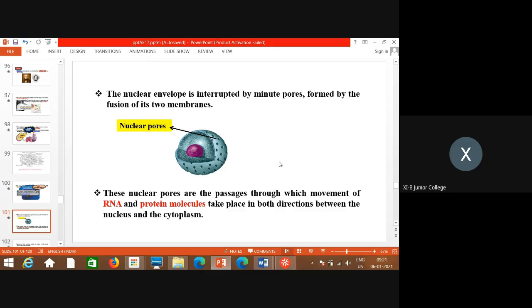That means inside the nucleus, nucleoplasm is present. Outside the nucleus, cytoplasm is present. In the cytoplasm itself, different organelles are present, which we are discussing.